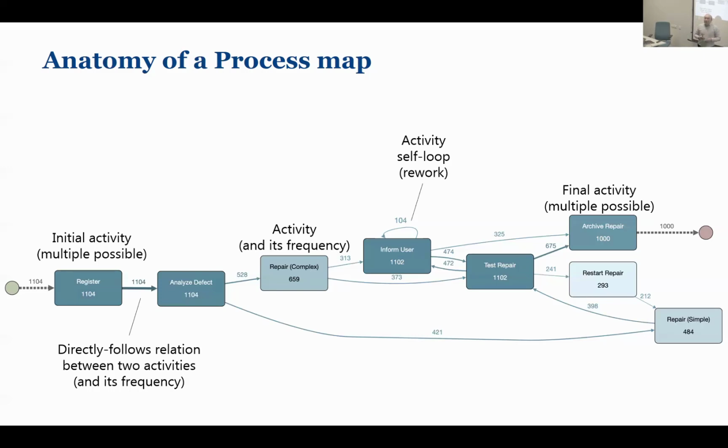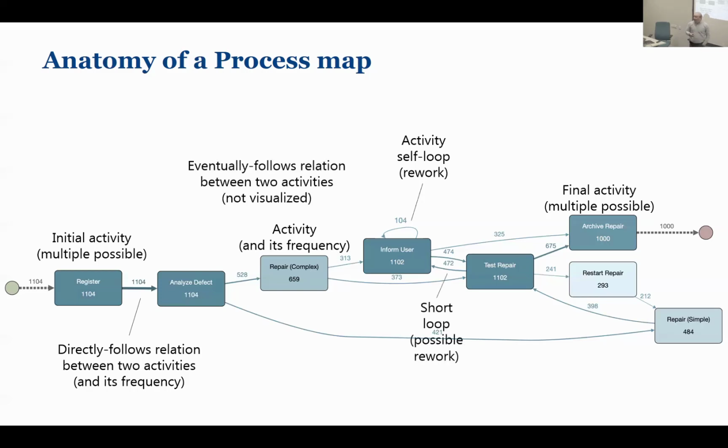From a process map, you can already see how the process unfolds from left to right. You can see that register is the first activity, that it is always followed by analyze defect. And you can see that archive repair is the last activity in the process. You can see the structure of the process and in particular the loops. For example, here you can see that the activity called inform user is sometimes repeated. Sometimes you do inform user twice.